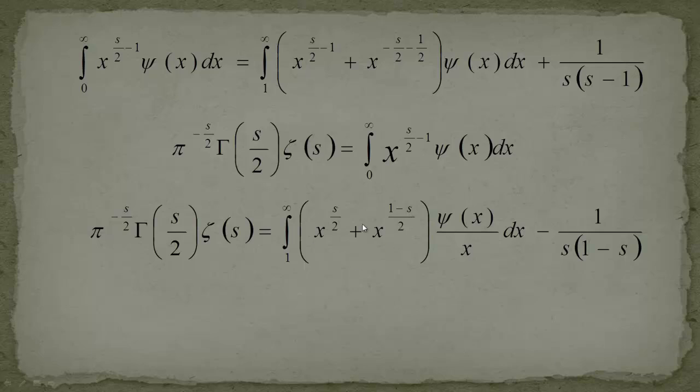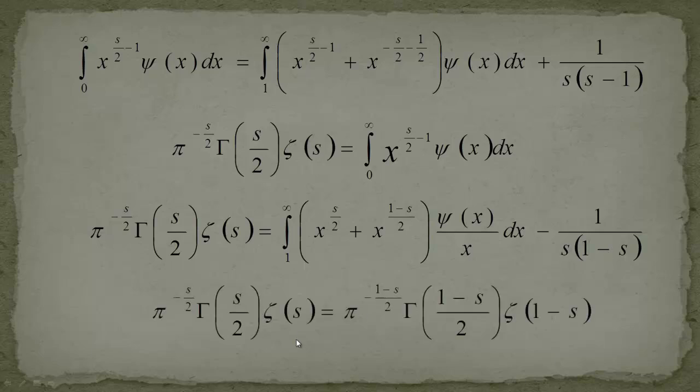Now you should notice something. This psi x over x. Why have I written it this way? It didn't change a lot. If you divide this by x and this by x, you will actually land here. But this expression is much better, because now if you replace s by 1 minus s, you will see that this s will be changed to 1 minus s, and this one will become s. So this part didn't change, and these parts don't change either.